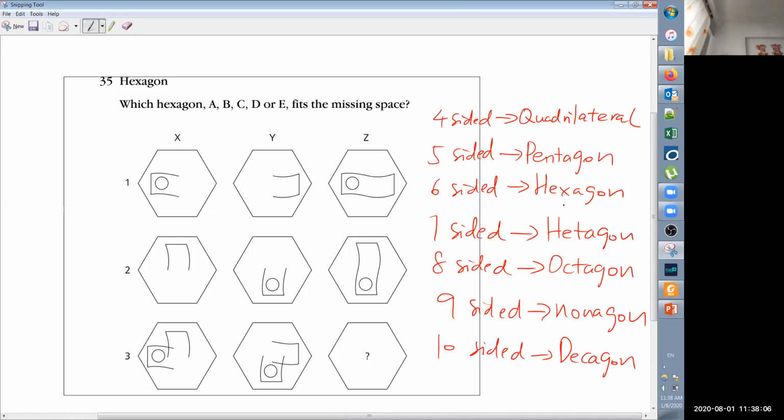Okay. All right. Okay. Now it says which hexagon below fits the missing piece. 哪一个？What's your answer? B. B, right? For boy, right? Yeah. 35. Boy. Yes. Okay.